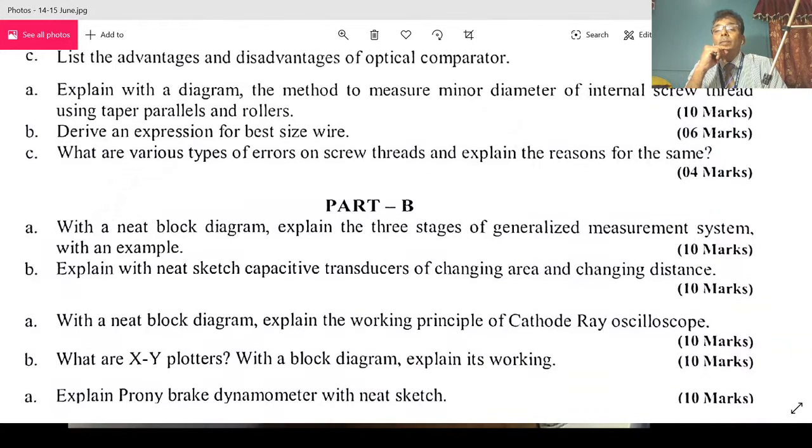Let's see if possible. Next, there is an expression for the best size of the wire, 3-wire method. I don't think it is there for the present syllabus. This is a previous syllabus, so let us not worry about it. Next, what are the various types of errors in screw threads? Please don't worry, this is not from this. This is the old syllabus.